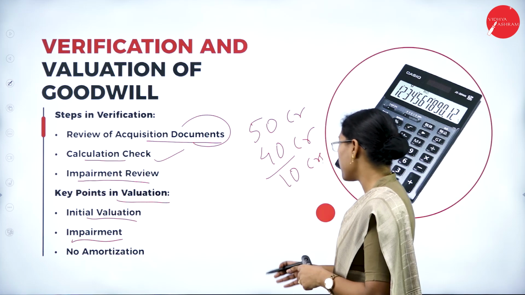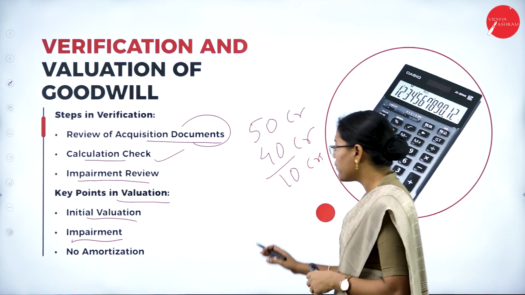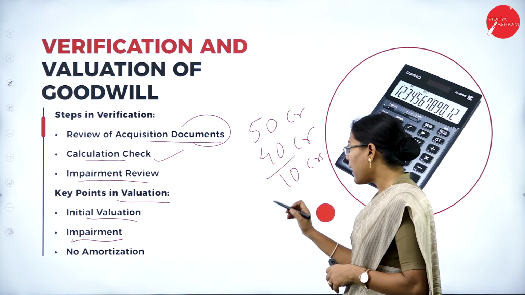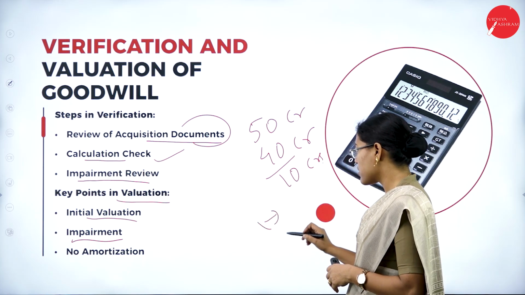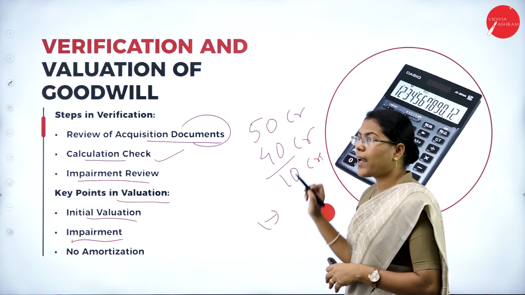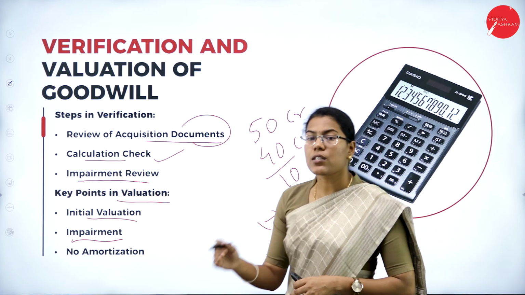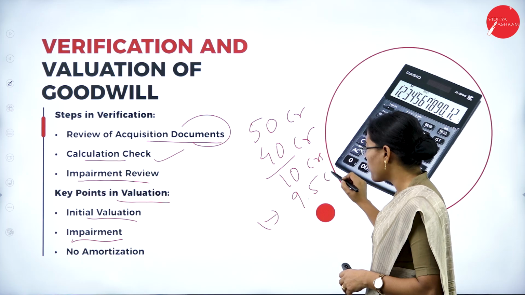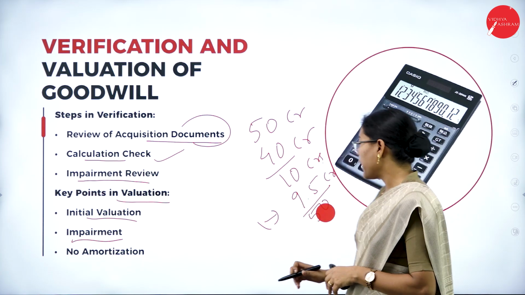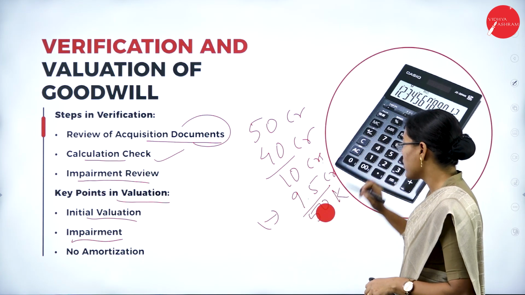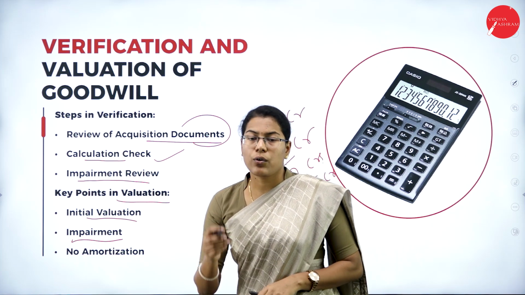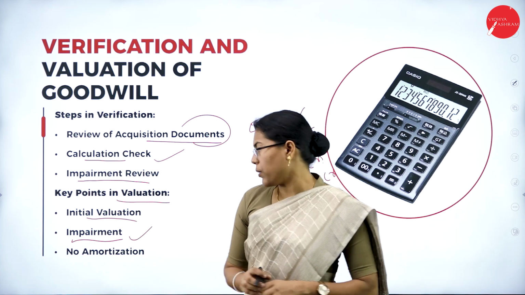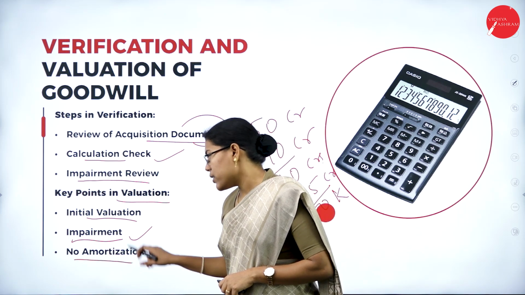Say for example, if you take the same example, if the value of the goodwill at the time of acquisition was 10 crores and after 5 years it is recorded still as 10 crores, but the reputation has come down and the actual value of goodwill is 9.5 crores, then the remaining 50 lakhs can be deducted. So here proper valuation of impairment is also checked by the auditor. Then, no amortization.